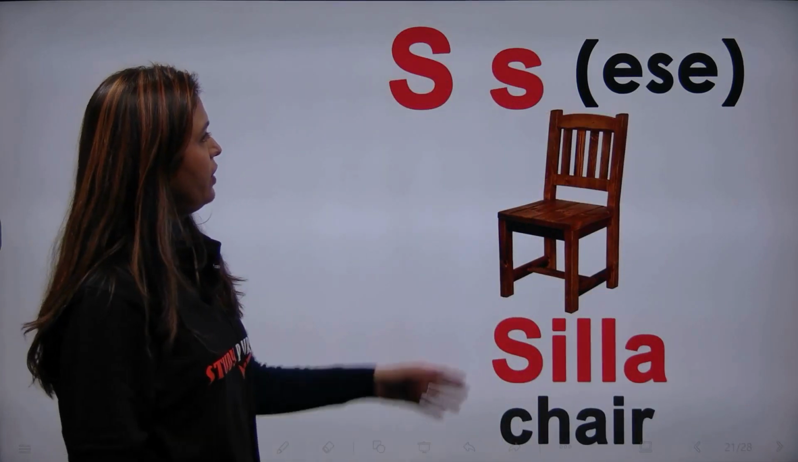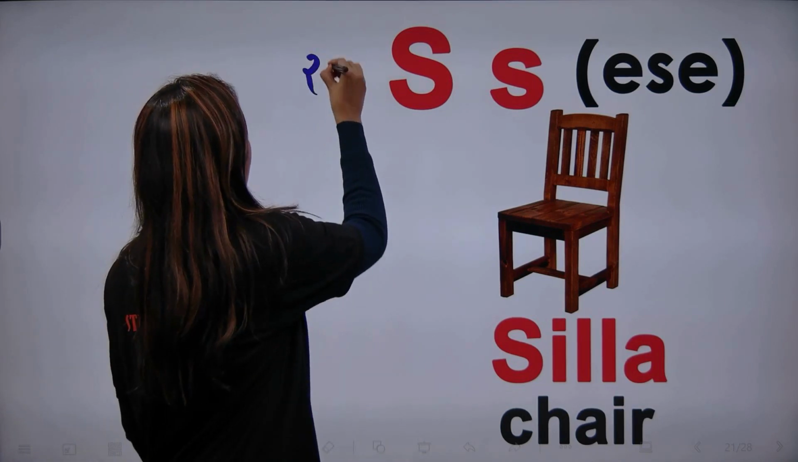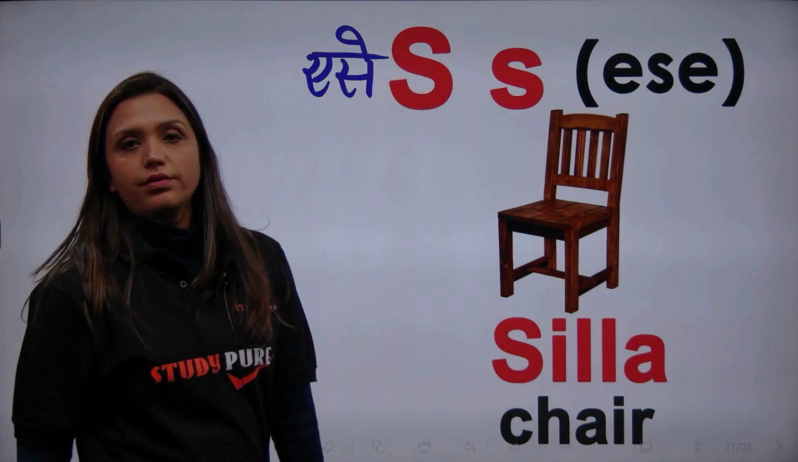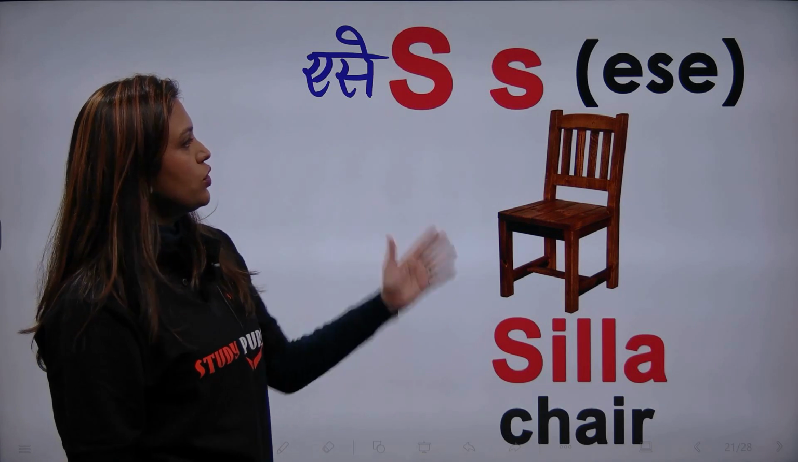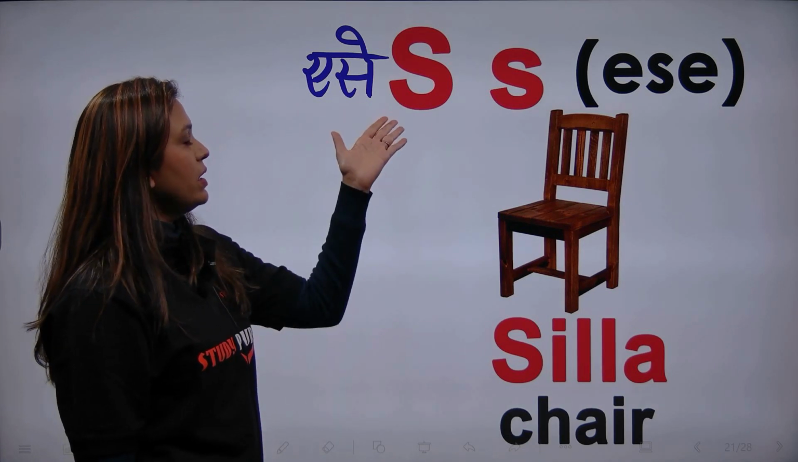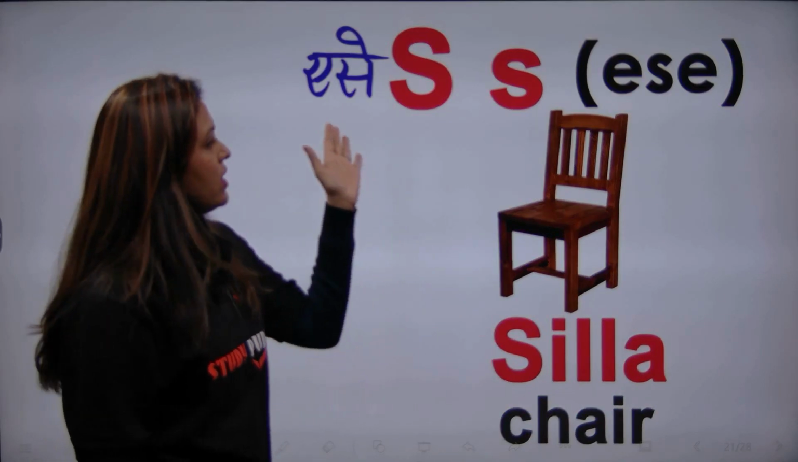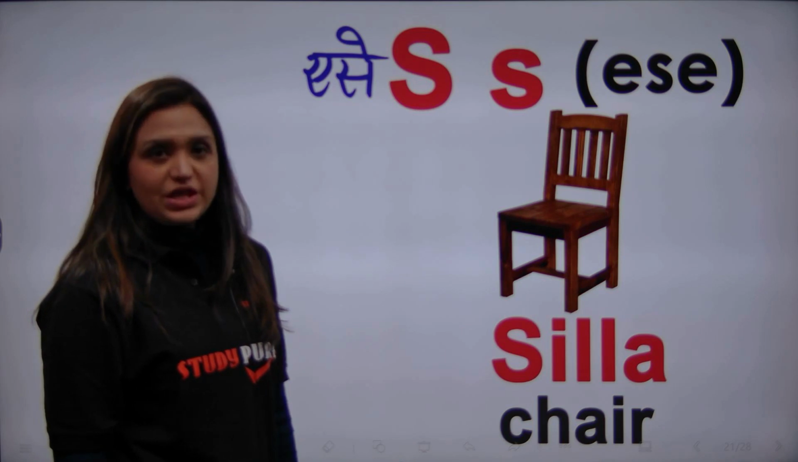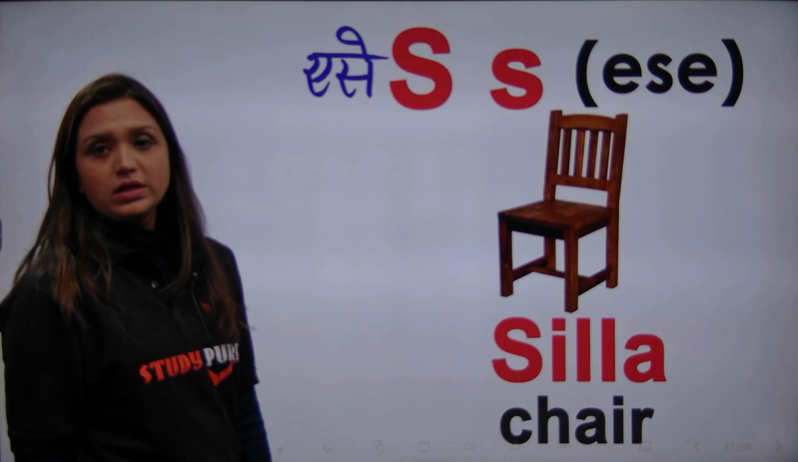Now we have S. S is called ese. Ese in Spanish is called S. So that's silla. S is for silla. Silla. That's S for you in Spanish.